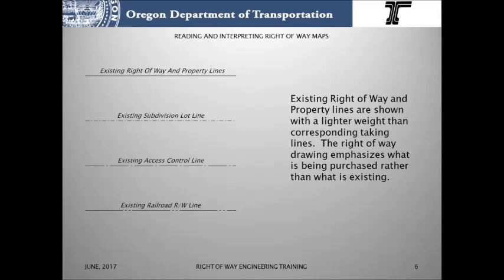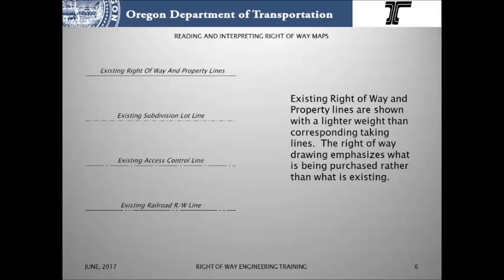Now, existing lines, we have existing right-of-way and property lines. Those are a solid line. The subdivision lot lines are medium dash and a short dash. We have existing access control. That's an important line to understand, and it's a fairly long dash with a short dash. And then railroad right-of-way line, that's an even longer dash with two short dashes.